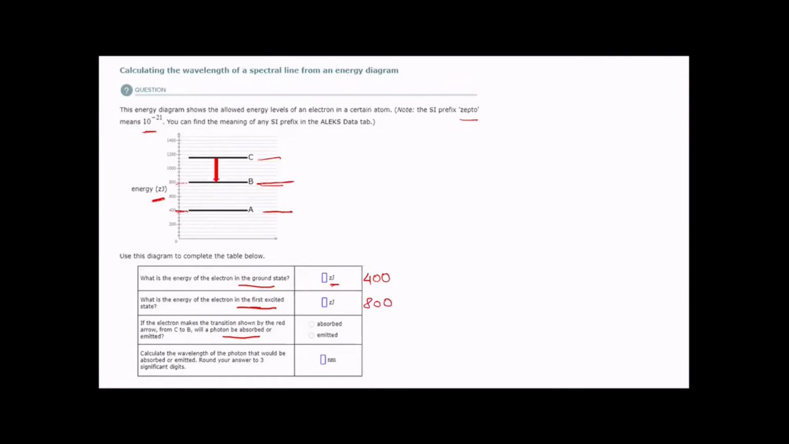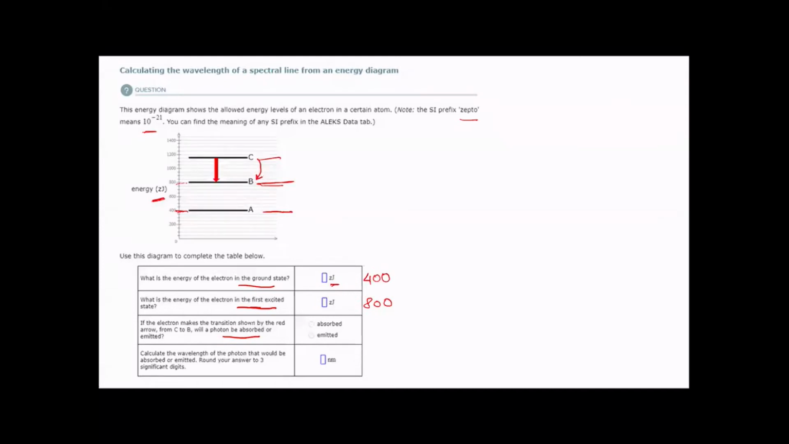Okay, the next question is, if the electron makes the transition shown by the red arrow, which we can see from C to B, will a photon be absorbed or emitted? As we just said, when an electron transitions from a higher energy level into a lower energy level, it emits a photon of light that needs to get rid of that excess energy that it has.